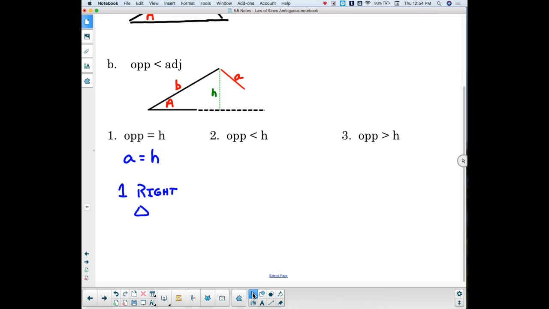If A is less than H, so A is shorter than H, look what happens. If I take this and swing it through, do I ever get a triangle if A is less than H? Never. So that's a no triangle case.